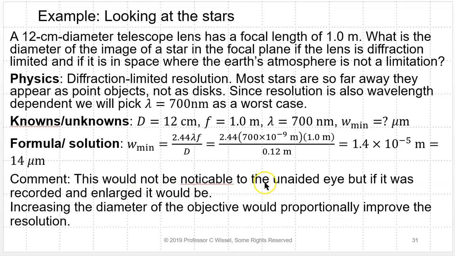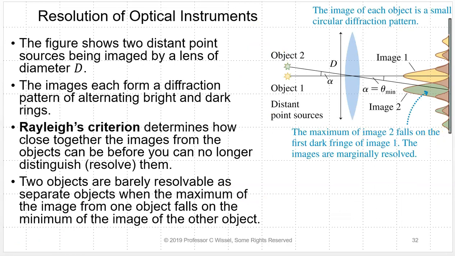This would not be noticeable to the unaided eye, but if it was recorded, say you took a picture of it and then blew up the picture, you would have problems with this. The best way to get around that would be to increase the diameter of the objective, get a bigger telescope. That would proportionally improve the resolution, and this is one of the reasons we build telescopes so large.